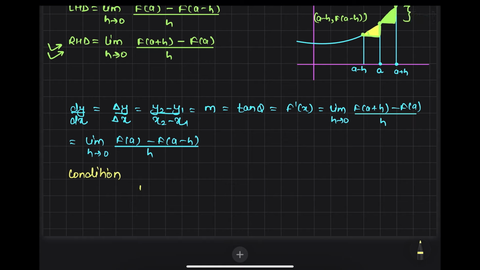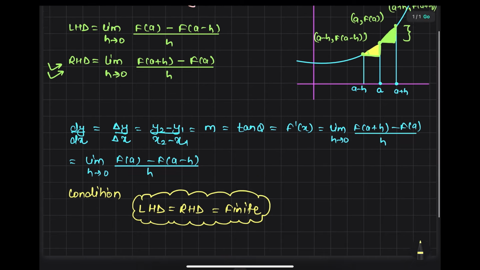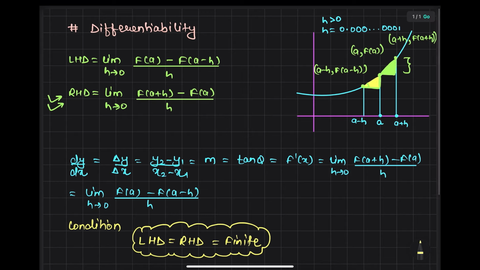So what is the condition? If LHD is equal to RHD is equal to finite, then you can say that it is differentiable at a given point. Like in limit you have studied, LHL is equal to RHL equals finite, limit exists. Same way in continuity, if LHL equals RHL equals f of a, it is continuous.